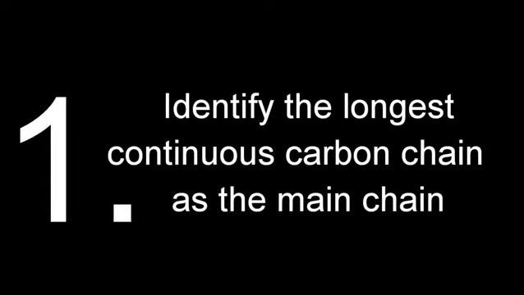So let's look at the naming proper. Step 1 in naming is to identify the longest continuous carbon atom chain. This is the parent chain. That is what we call the root, what I referred to as the root initially. So it is the parent chain, the main chain if you prefer, so you must identify it first.